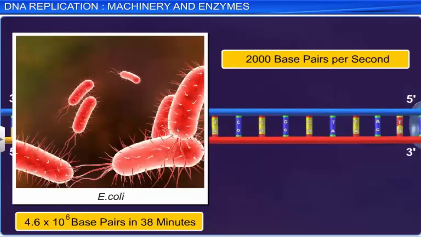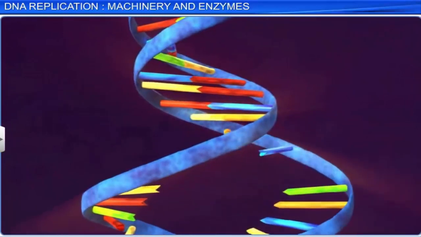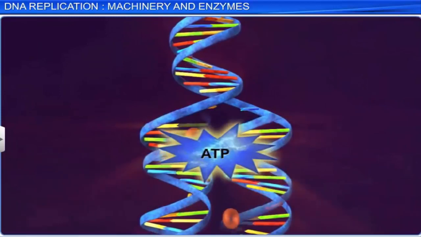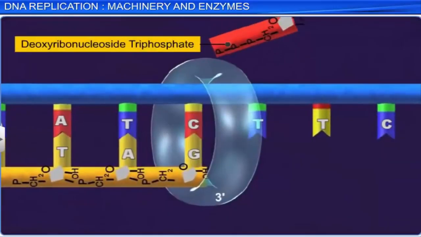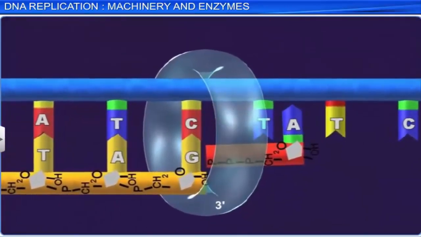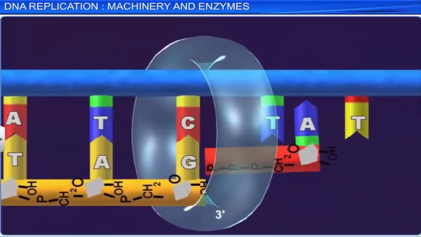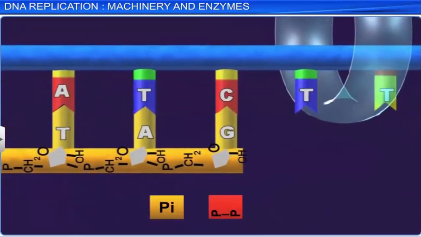The replication process is also an expensive process in the sense that it requires expenditure of energy. The deoxyribonucleoside triphosphates that act as substrates also serve as the energy source for the reaction. The terminal phosphates in the deoxyribonucleoside triphosphates break down to provide energy as ATP.